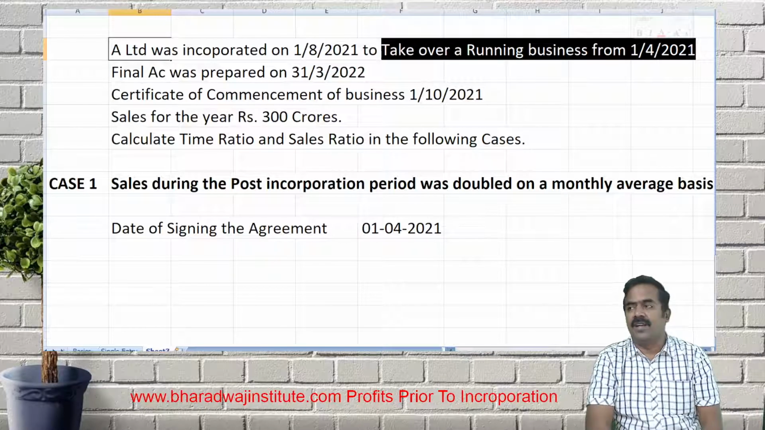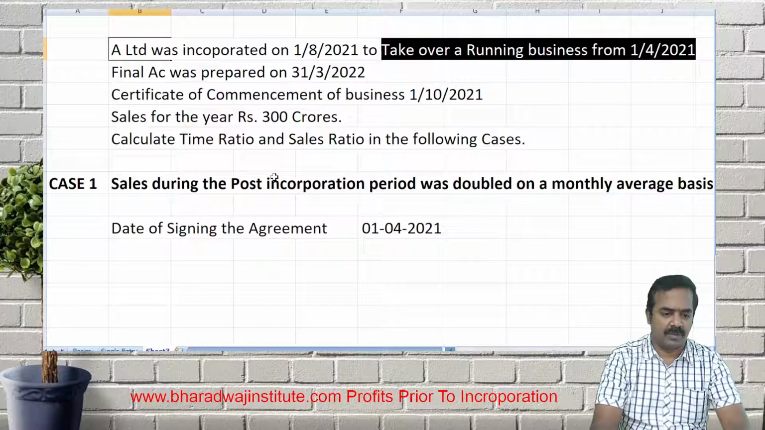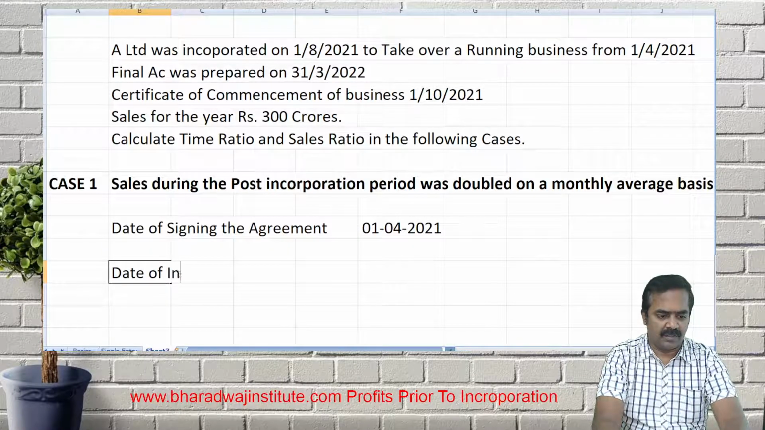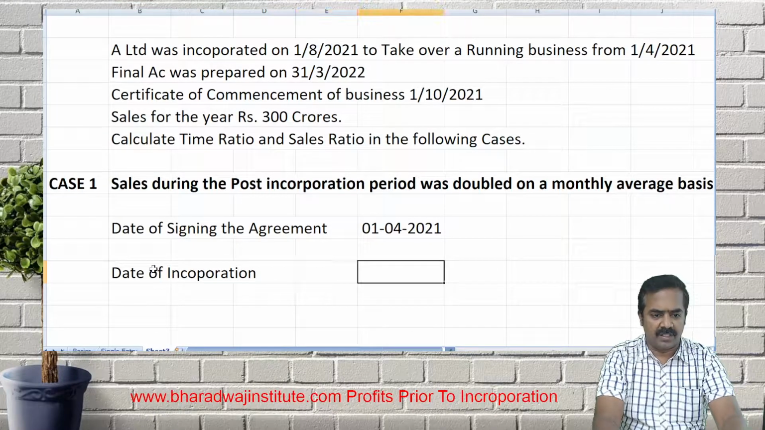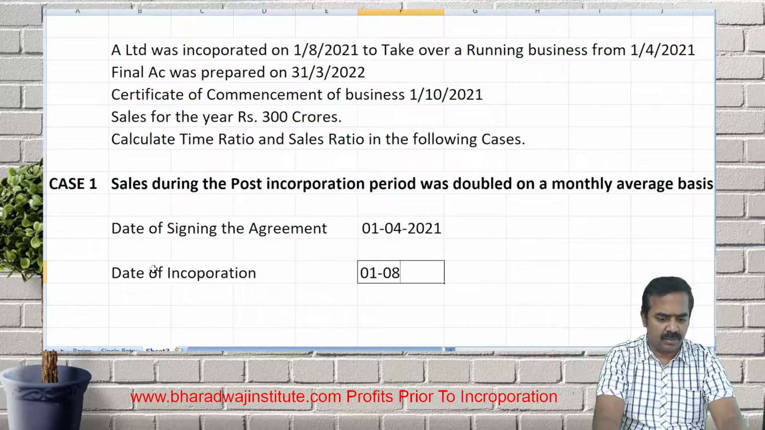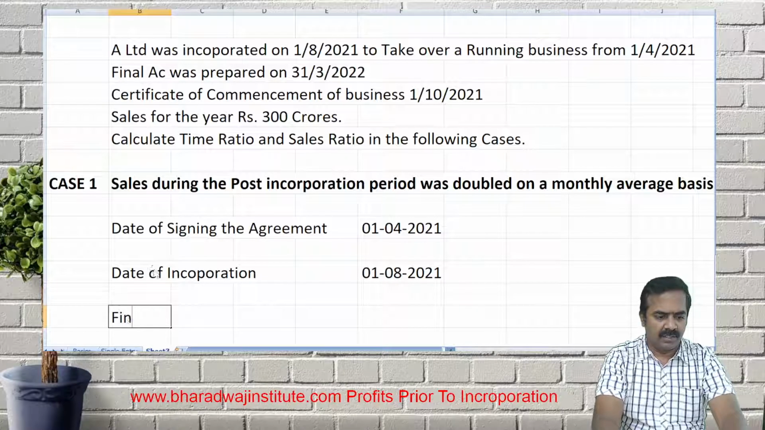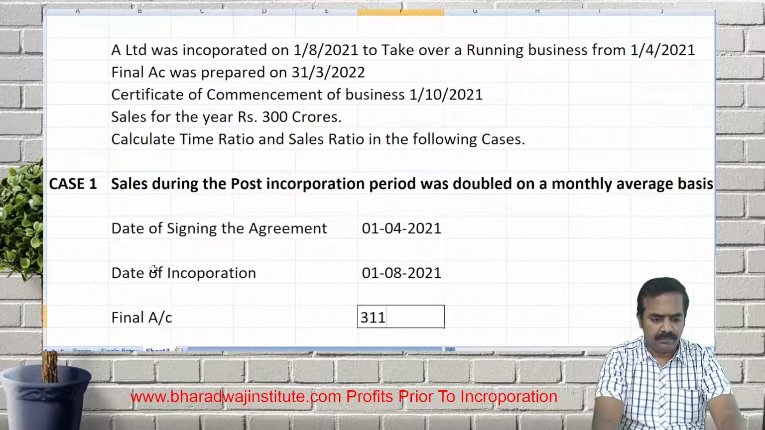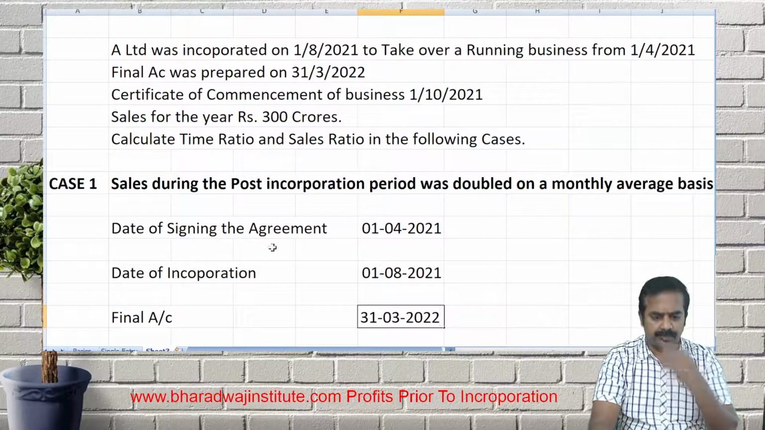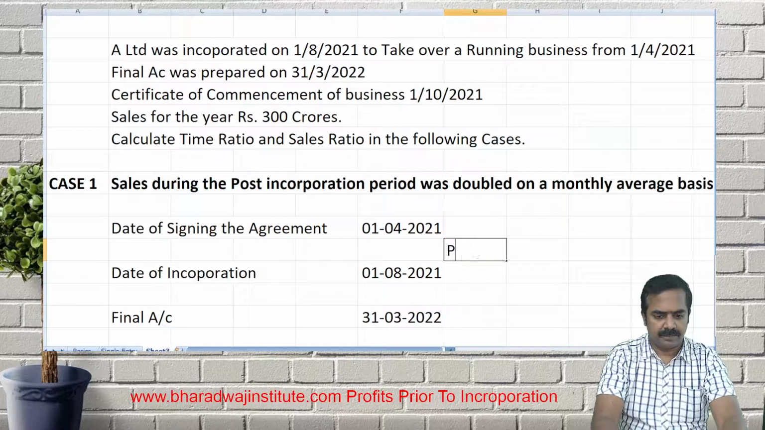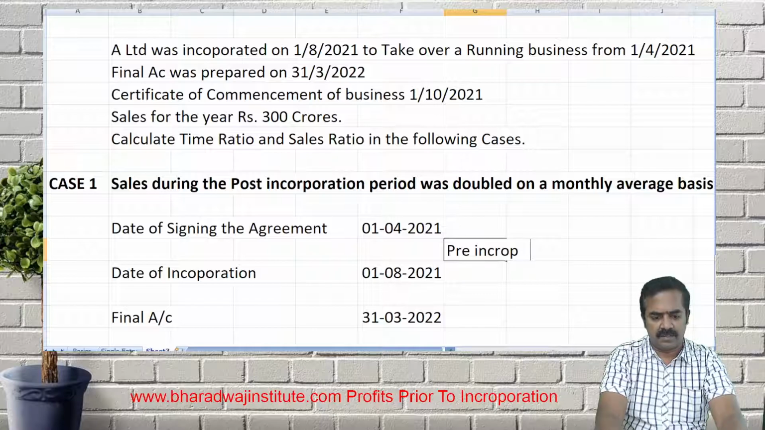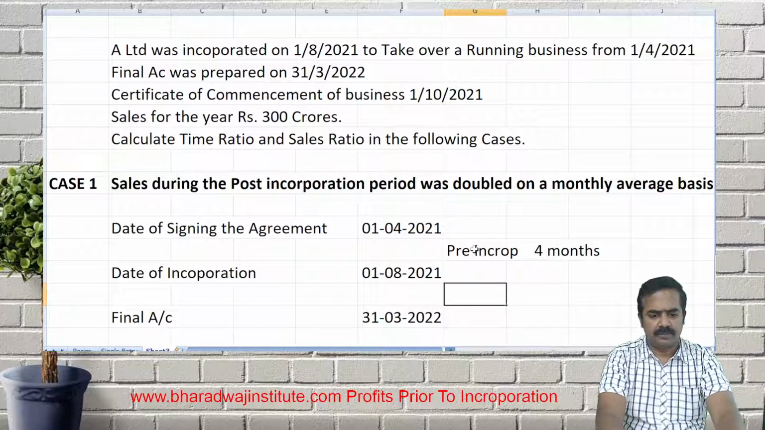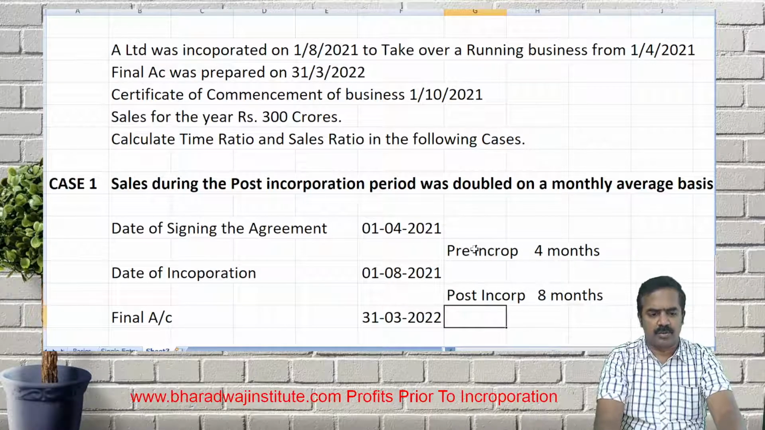We are incorporating the company on 1/8/2021. What is the date of incorporation? 1/8/2021. When is the final account prepared? 31st March 2022. So how many months are covered? Pre-incorporation, how many months? 4 months. Post-incorporation, how many months? 8 months. So the time ratio is 1:2.